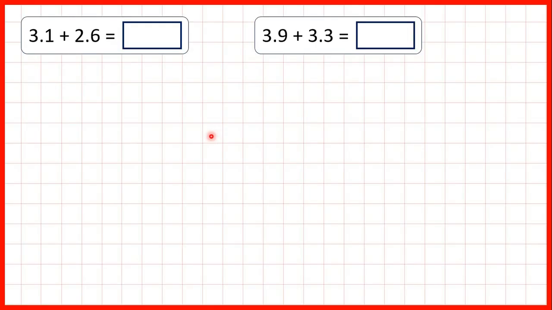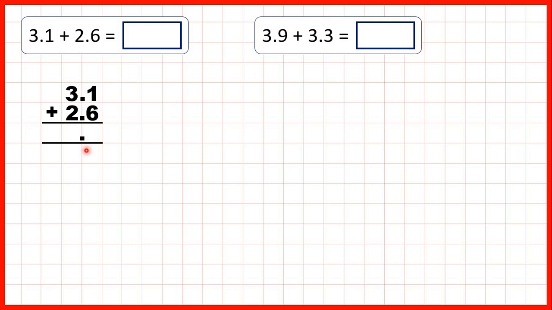In these questions, we're adding decimals with tenths. So first we have 3.1 plus 2.6. We can set this out as a column addition, making sure that we have our decimal points lined up, because if our decimal points are lined up, then our ones and our tenths place value columns will be lined up as well. One thing that's really important is that we copy the decimal point down into our answer, and I like to do this straight away so that I don't forget.